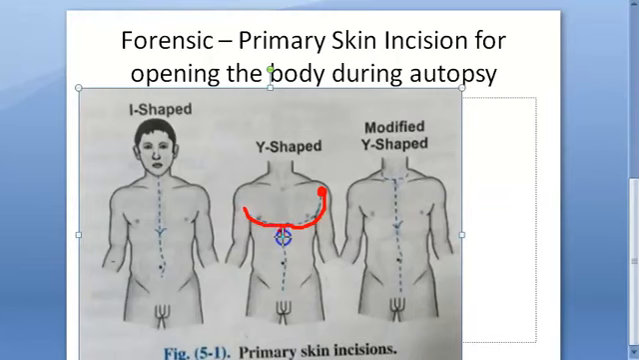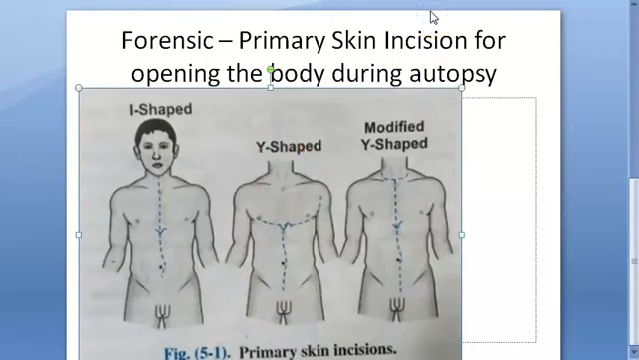And then carry this till the symphysis pubis. Okay. This is done when you want detailed examination of the neck. In hanging or strangulation, you can use the Y-shaped, because you want to examine the neck carefully.